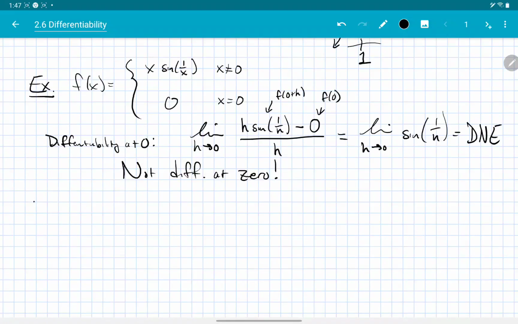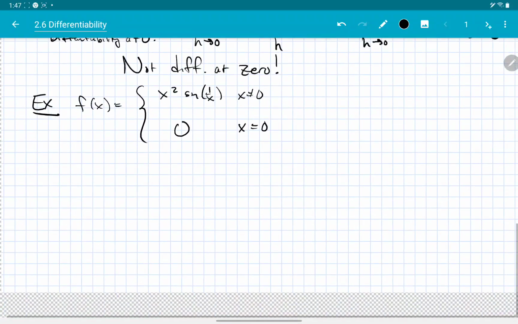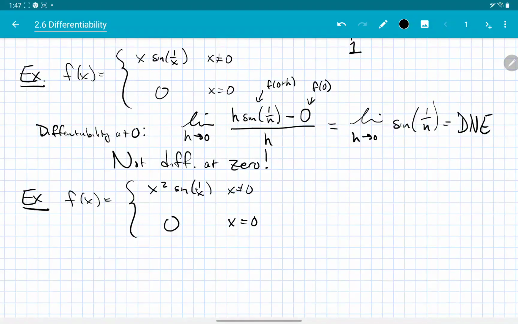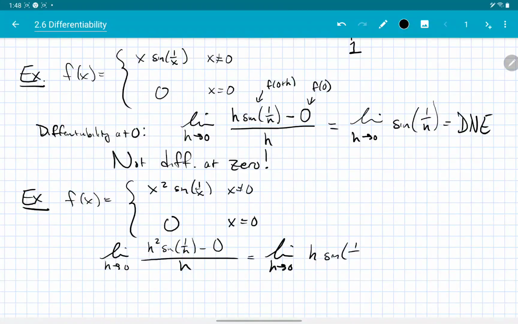Okay, let's look at a similar example, though. Here we're going to have f of x is equal to x squared times sine 1 over x when x is not equal to 0, and 0 when x is equal to 0. We're going to again look for the differentiability at 0, and we would find, okay, I want to take this limit. This is going to be h squared sine 1 over h minus 0 divided by h. And now I have the limit as h goes to 0 of h times sine 1 over h.